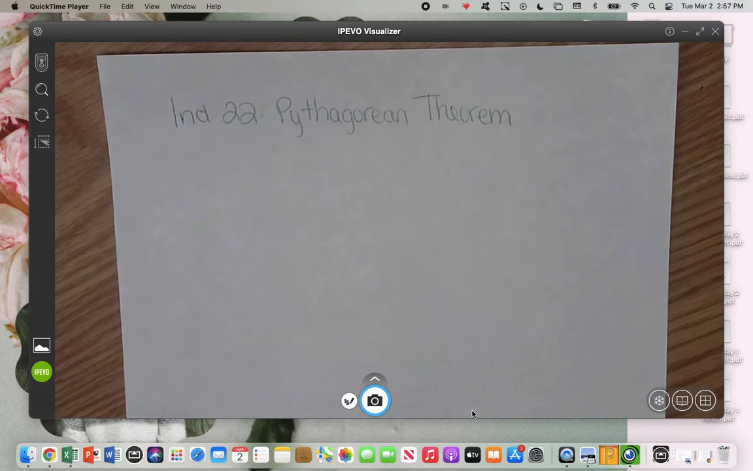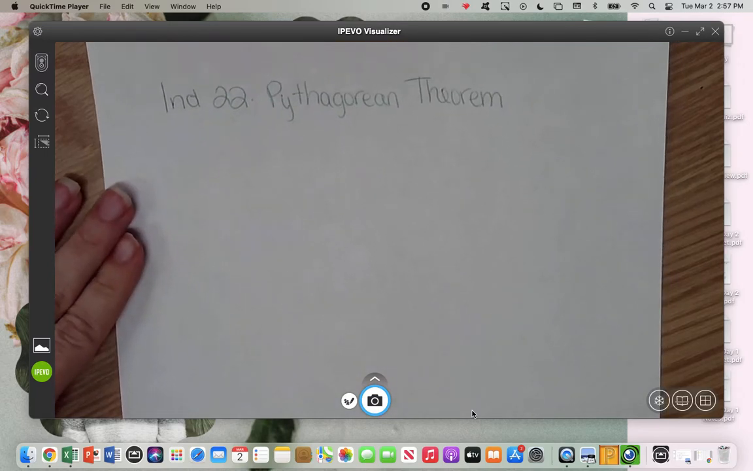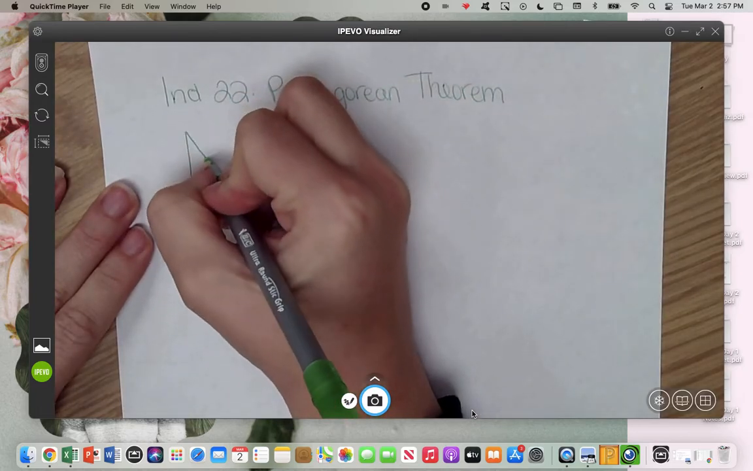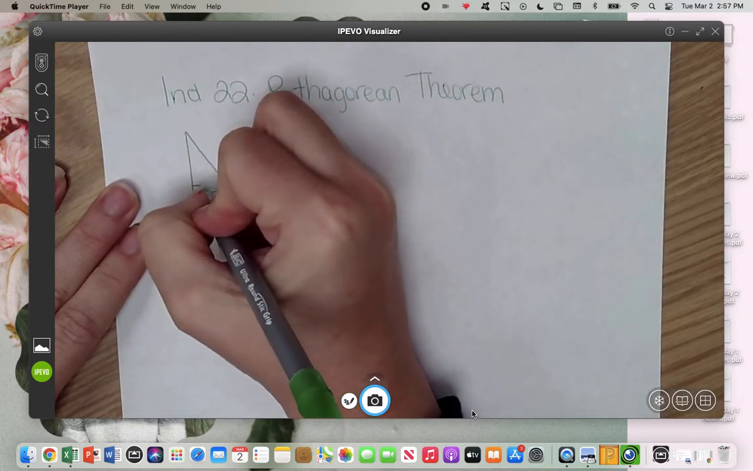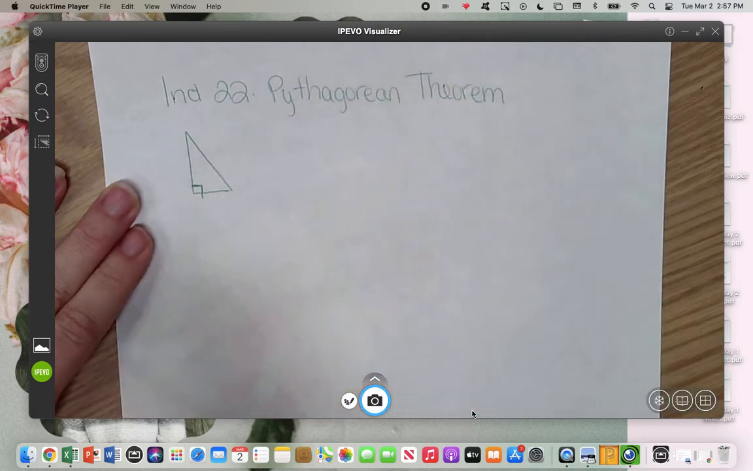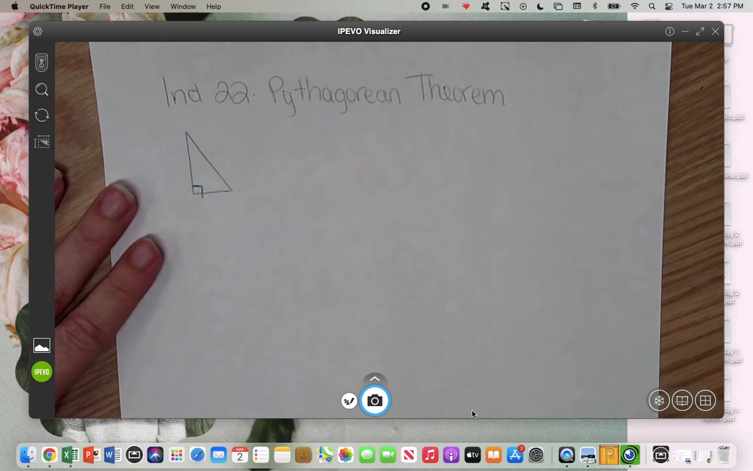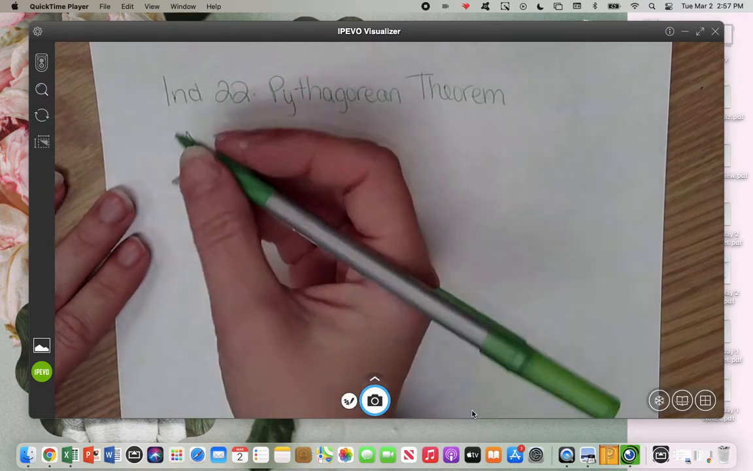Alright, we are on our last section of indicator 22, which is the Pythagorean Theorem. So I just want to do a quick review of the Pythagorean Theorem. First of all, it only works with right triangles, which is a triangle that has a 90-degree angle in it. And we have different parts of the triangle that make this work.